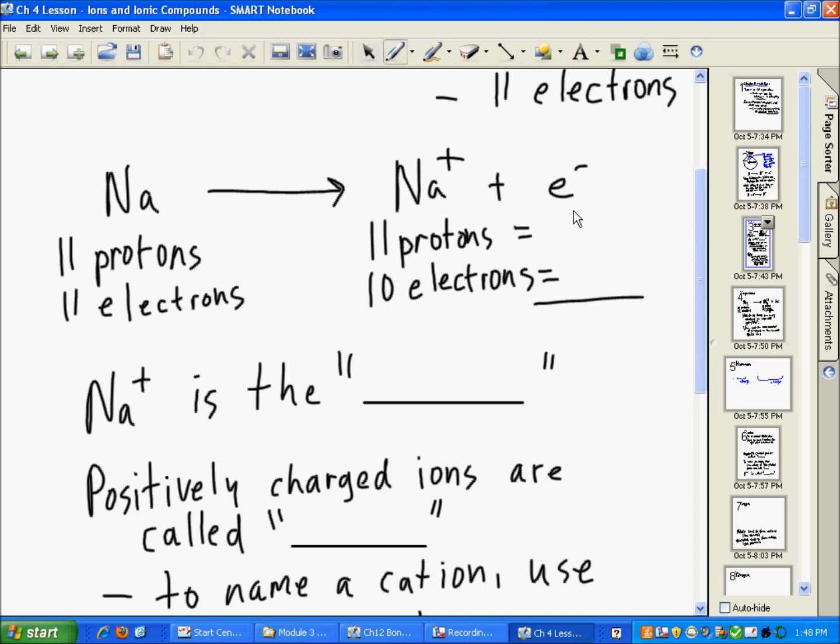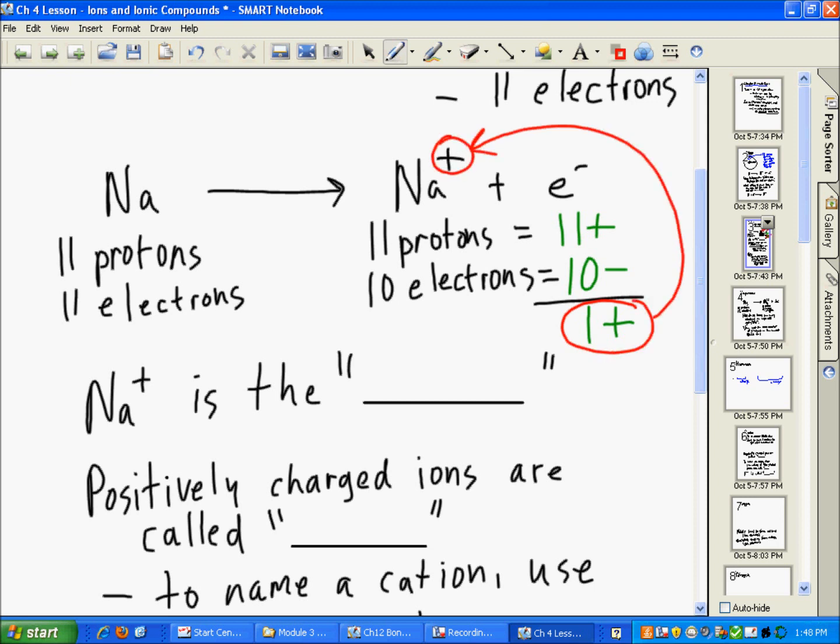and it will be left with 11 protons, which will be 11 positive charges, and because it's got 10 electrons, it only has 10 negative charges, and if you add up all the charges, it has an excess of one positive charge. 11 positives, 10 negatives leaves you with one positive. And that's where the charge that we show here comes from. So a sodium ion that we make by losing an electron has a one positive charge, and we just show it as a positive charge above the symbol.